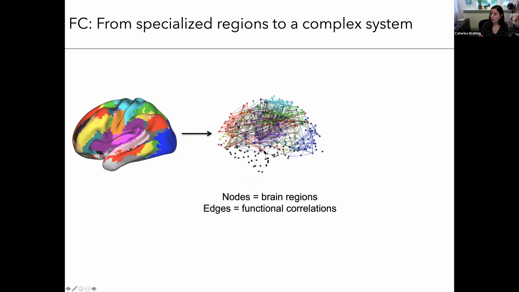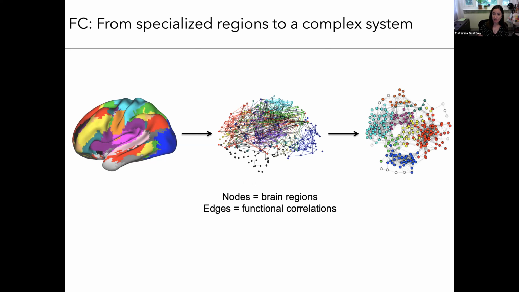And so we can now go one step further and take away the anatomical layout of this network and instead use a layout such as this one, where we've moved the nodes so that nodes that have stronger or more edges between them are positioned closer together. And so this is sometimes called a force layout or a spring embedded layout.